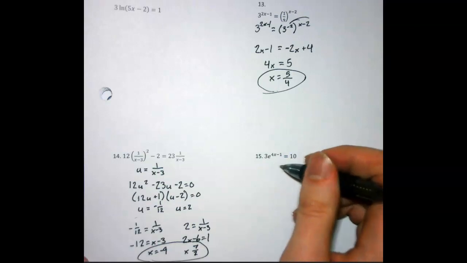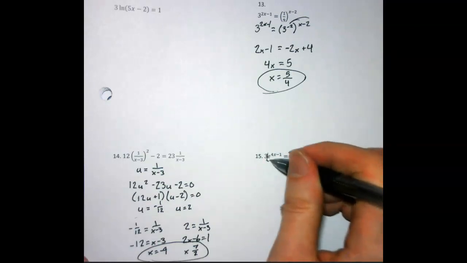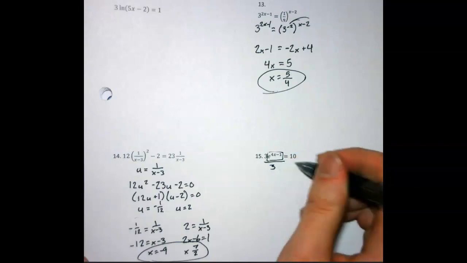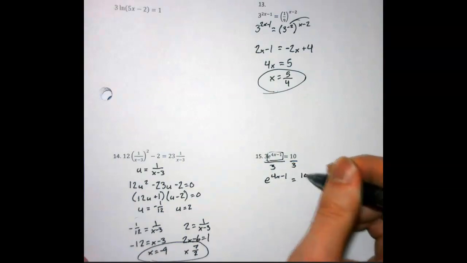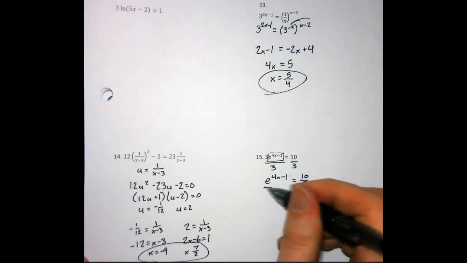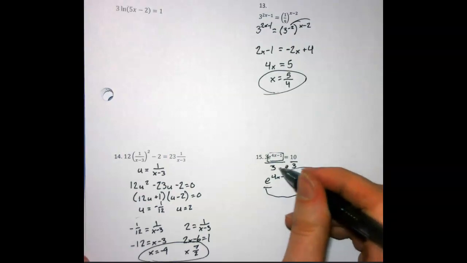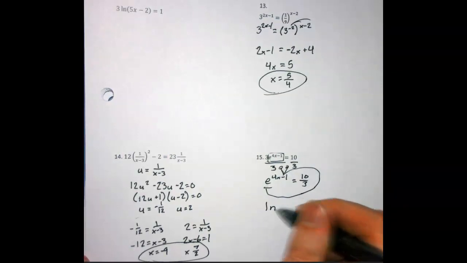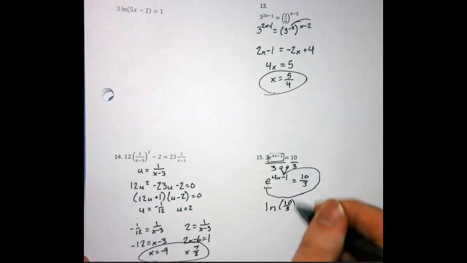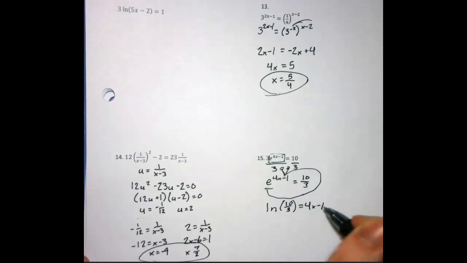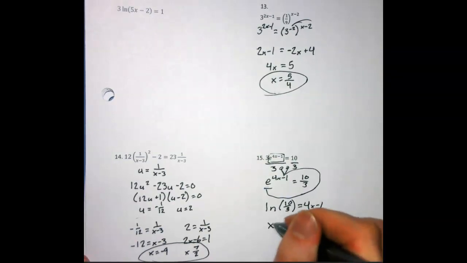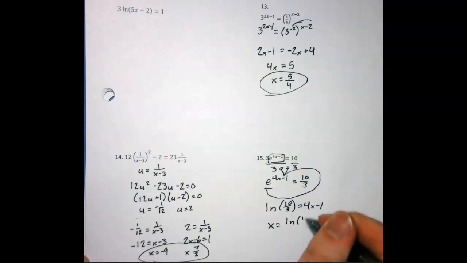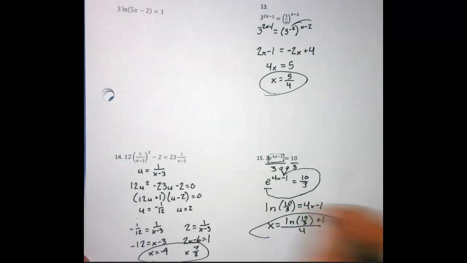For 15, we need to get this e by itself, so we'll divide the whole thing by 3. We'll have e to the 4x minus 1 equals 10/3. Now we can take our natural log, and we'll say the natural log of 10/3 equals 4x minus 1. Now we need to solve for x, so we'll add 1, divide by 4. x is going to equal the natural log of 10/3 plus 1, divided by 4.